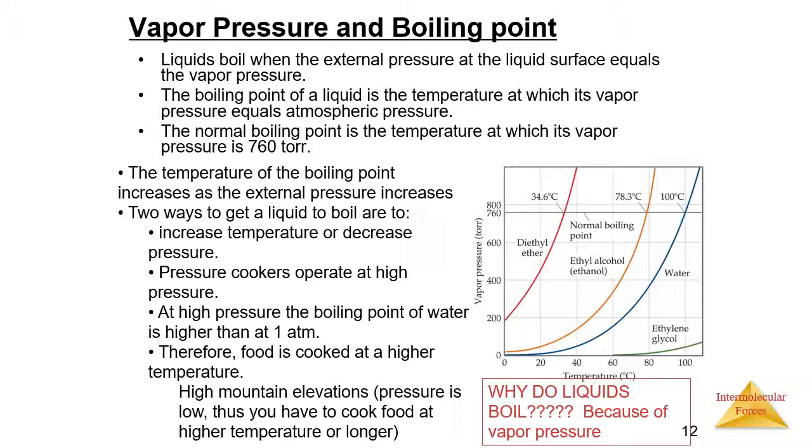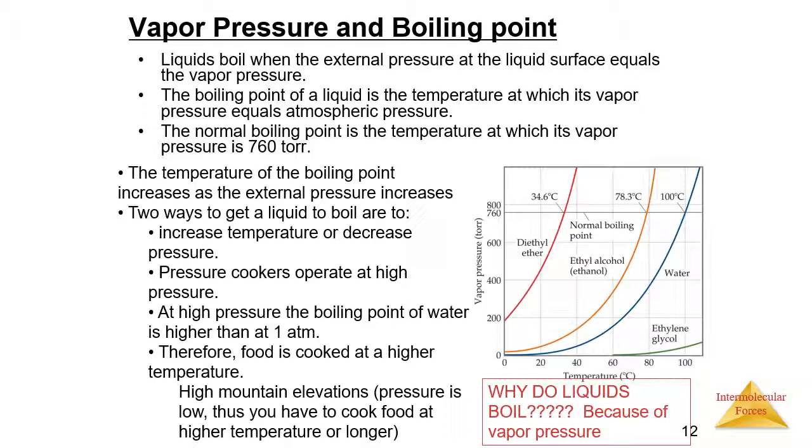The boiling point of a liquid is the temperature at which its vapor pressure is equal to the pressure of the gas above it. So the normal boiling point of a liquid is the temperature at which the vapor pressure is equal to 1 atmosphere or 760 torr. And if you look at the diagram, it shows you some common liquids: water, ethyl alcohol, diethyl ether, which is the ether that we use in anesthesia. It shows you what their boiling point is, what their vapor pressure is.